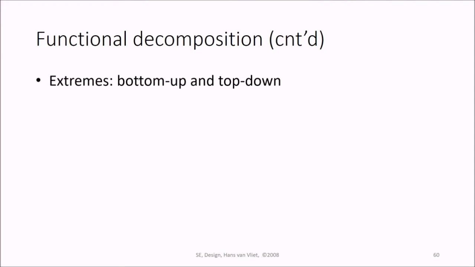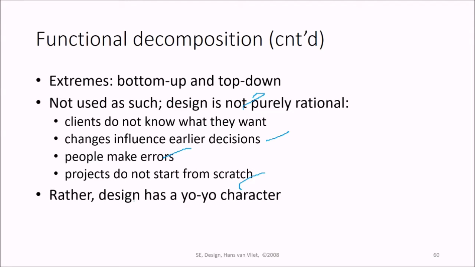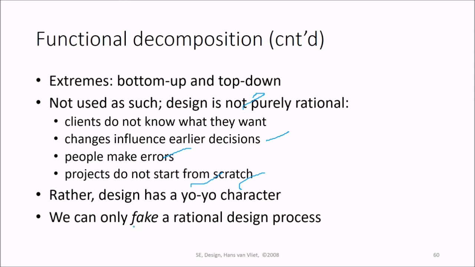So these extremes, bottom up and top down, are not used as such. Design is not purely rational here. Clients do not know what they want. If this is the case, changes influence earlier decisions, people make errors, and projects do not start from scratch. So this is where functional decomposition is required, since design may have a yo-yo character, meaning not very precise. We can only fake a rational design process. We cannot actually rationally design a process.